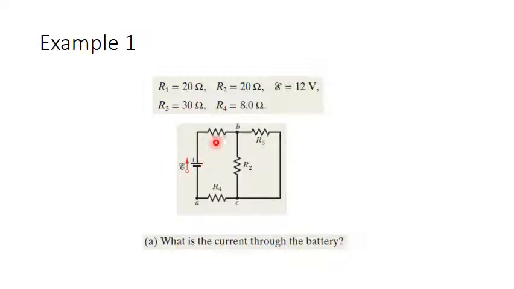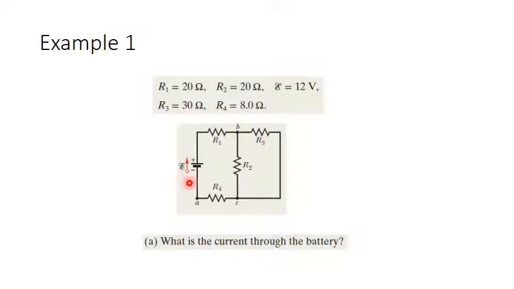with 12 volts connected to this combination of resistors. R1 is 20 ohms, R2 is 20 ohms too, R3 is 30 ohms, and R4 is 8 ohms. Since it has not mentioned what is the internal resistance of the electromagnetic force generator or the battery, we will assume the internal resistance of the EMF device is 0. Now the question is, what is the current through the battery?